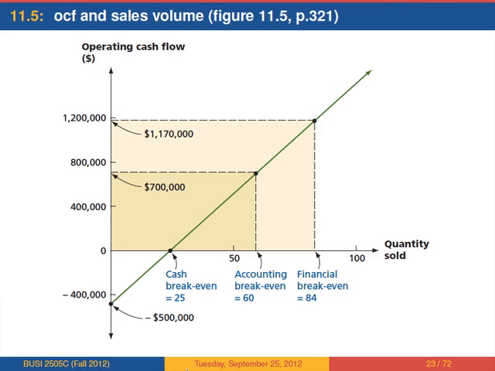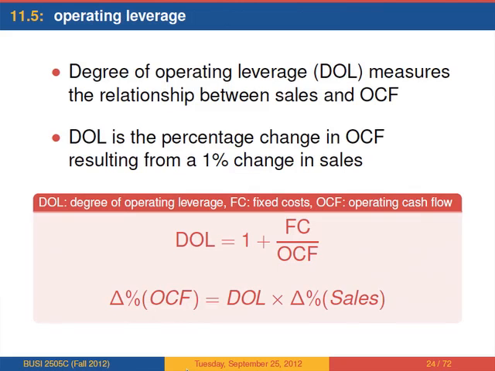So I talked about that a little bit before. The last math concept in chapter 11 is the concept of operating leverage. What operating leverage measures is the relationship between sales and operating cash flow.